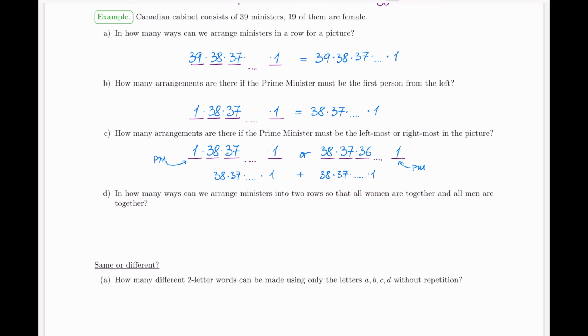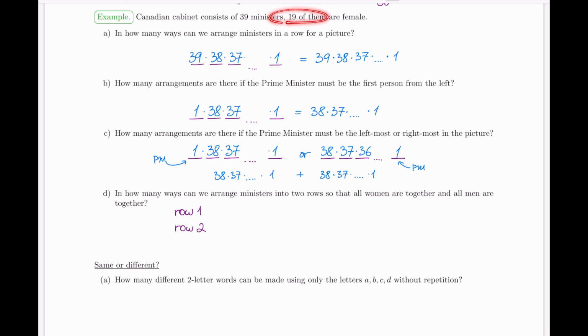In how many ways can we arrange ministers in 2 rows so that all women are together and all men are together? So now we are working with 2 rows of ministers. Let's call them, for example, row 1 and row 2. They will stand one behind the other. All the women must be together. Let's arrange the women first.